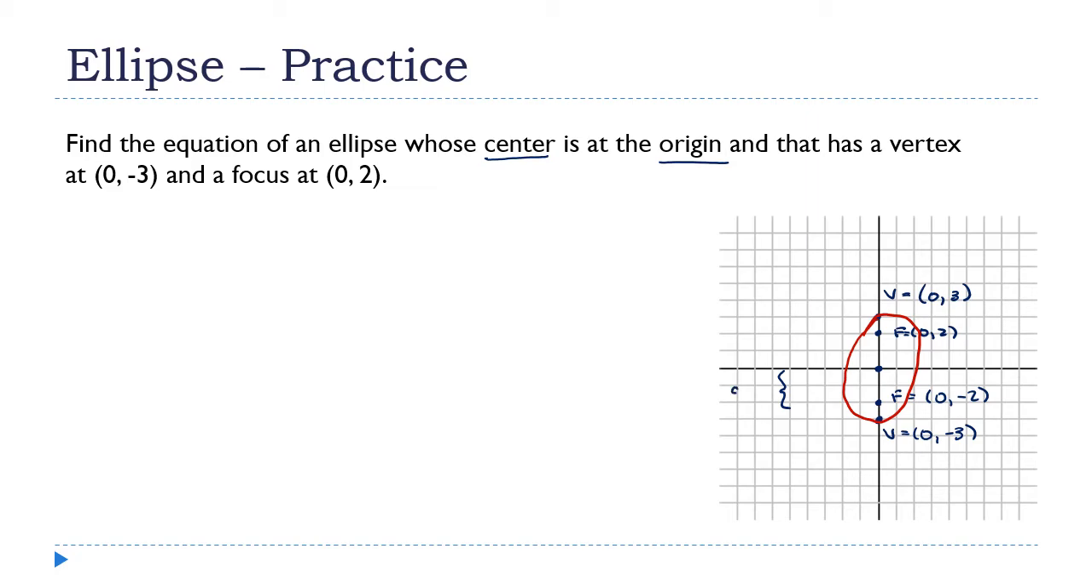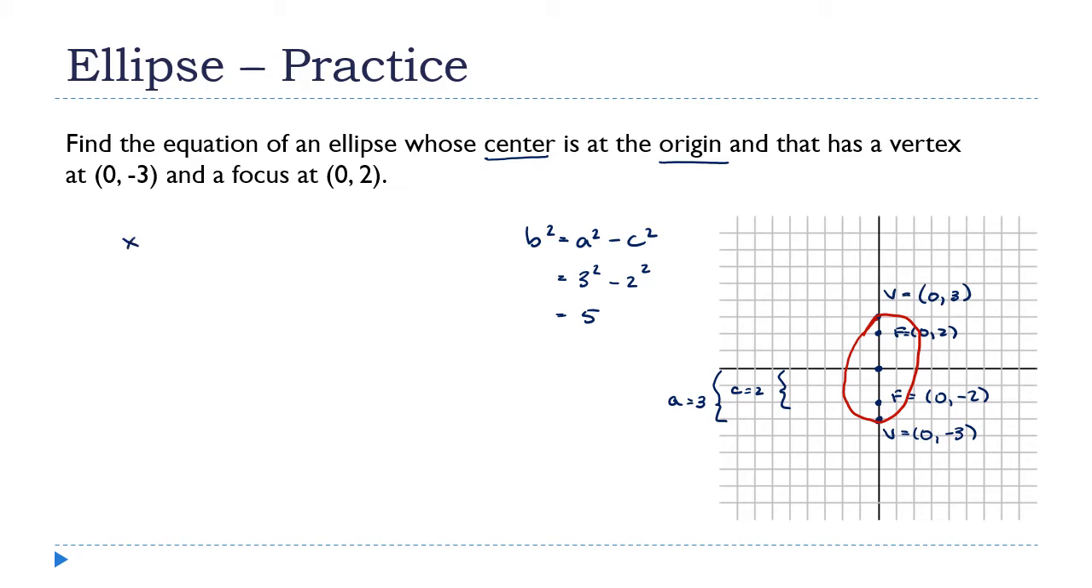c is going to be 2. And here the distance from the center to the vertex, that's a, and that's going to be 3. So that means I can get b. b squared equals a squared minus c squared, which is 3 squared minus 2 squared, which is 9 minus 4, that's 5. Great, so now I have my equation.